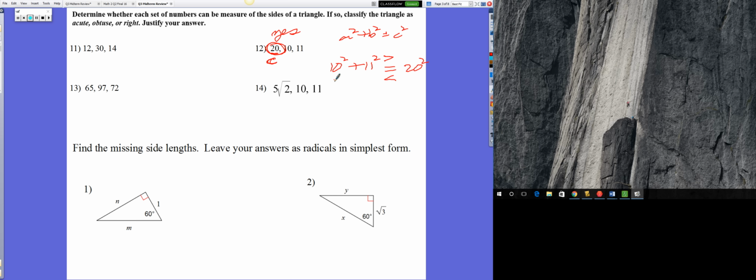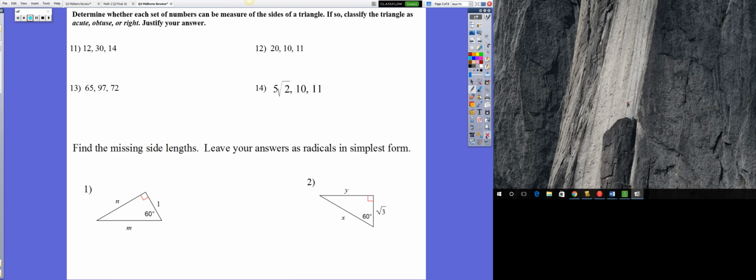So 10 squared is 100, 11 squared is 121. Add those together, and that's 221. 20 squared is 400. Okay, 400 is bigger. So if the biggest side is bigger, then it is obtuse. So number 12, they touch and they make an obtuse. So when the bigger side is bigger, it's obtuse.